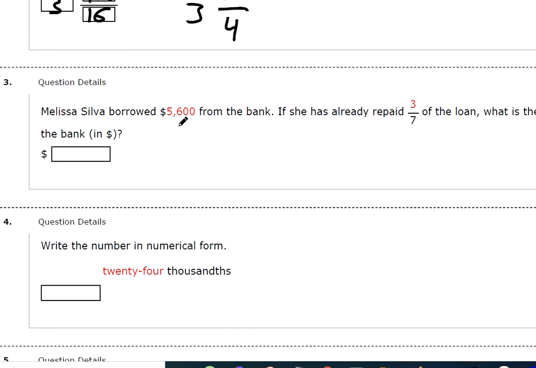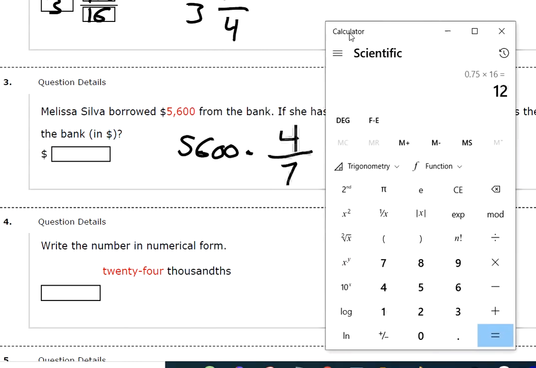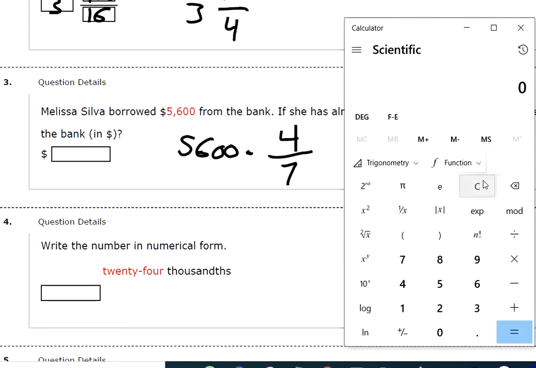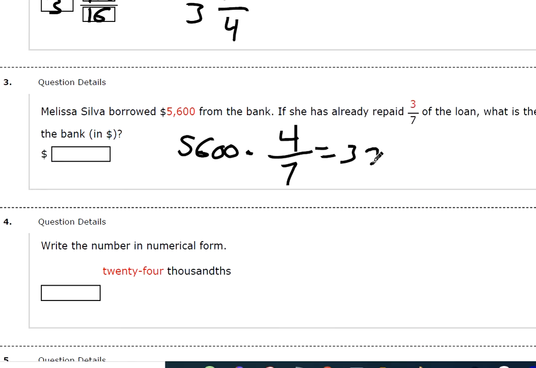Melissa borrowed $5,600 at the bank. She repaid 3/7, and the question is, what is the remaining balance owed? Well, if you paid 3/7, then 4/7 is still owed. So you want to multiply by 4/7. That will tell you the fraction of money that's still owed. 5,600 times 4 divided by 7. 3,200 is still owed.